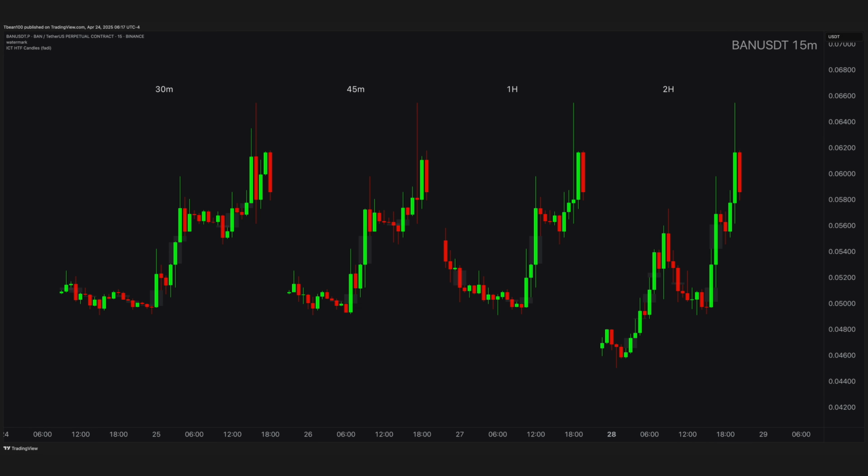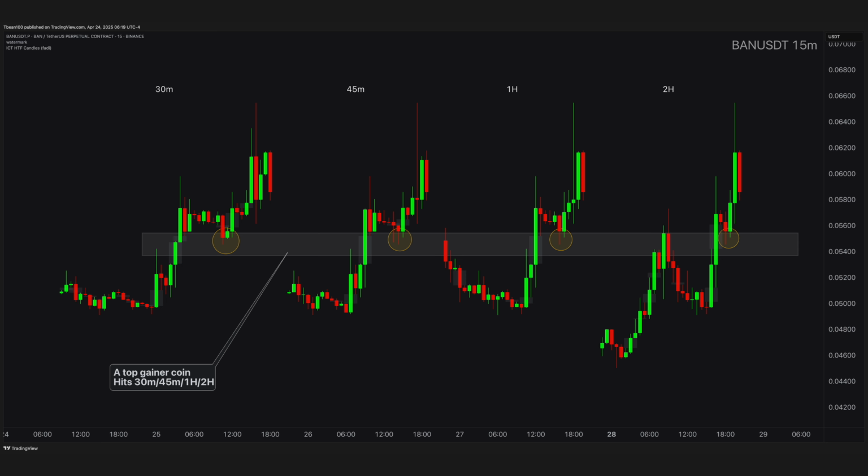So, the BEN coin was one of the top gainer coins of the day and it had a highly strong momentum. And right in this location, you can notice price dips into this multi-level imbalance location, tapping the 30 and 45-minute imbalances and 1 and 2 hour imbalances as well. This is one of the ways of finding entry zones extremely quickly.